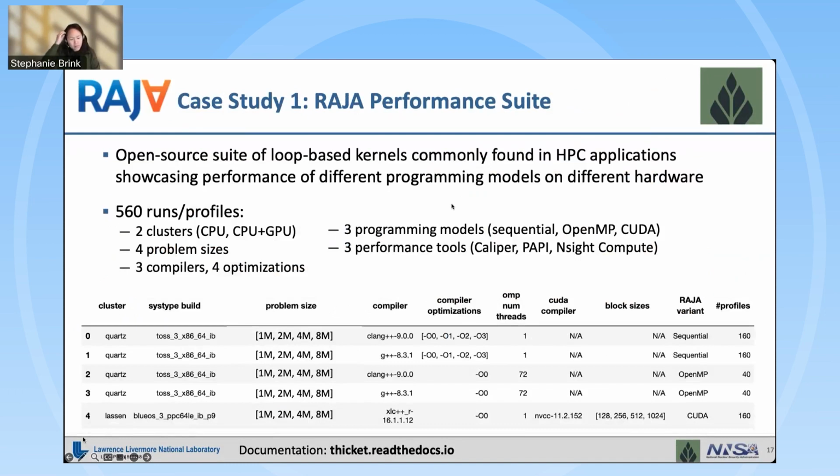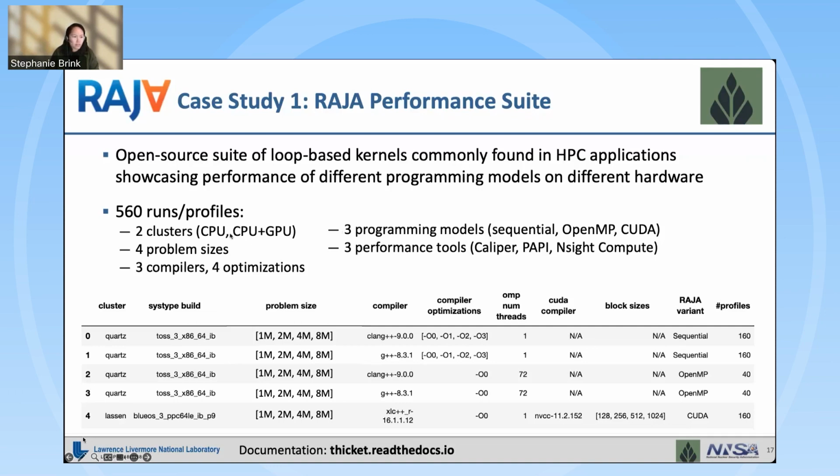So we have been looking at two different case studies for using Thicket. So the first case study uses the RAJA Performance Suite that's also developed at Livermore. This is an open source suite of loop-based computational kernels that we commonly find in our HPC applications. And this is helping us to showcase the performance of different programming models like OpenMP and CUDA across different hardware.